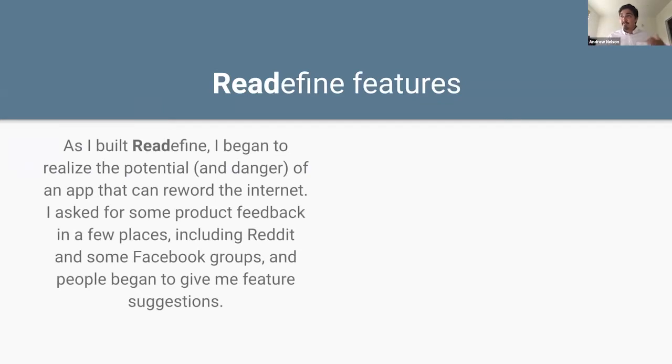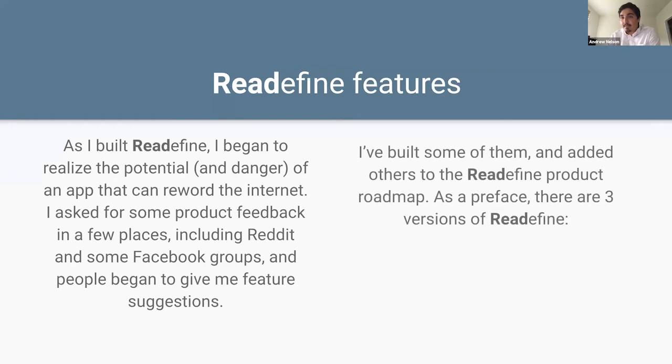As I built Redefine, I began to realize the potential and danger of an app that can reword the internet. One other use case I've recently thought about was a parental censoring feature or something like that, which could be useful, I think. I asked for some product feedback in a few places like Reddit and Facebook groups, and people began to give some really good feature requests. I built some of them, and some of them are more long-term product roadmap. I'll get into what's currently available.